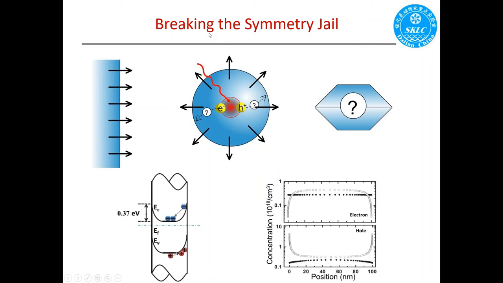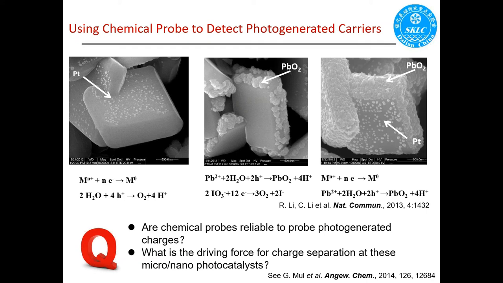About five years ago, our group found that on a monoclinic single crystal like bismuth vanadium oxide, upon light irradiation, the photoreduction happens on the top facet, that is the 010 facet, and the photo-oxidation happens at the side facet, that is the 011 facet. So it seems that the charge separation can happen at the two facets.